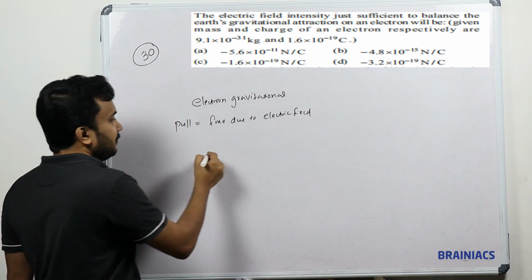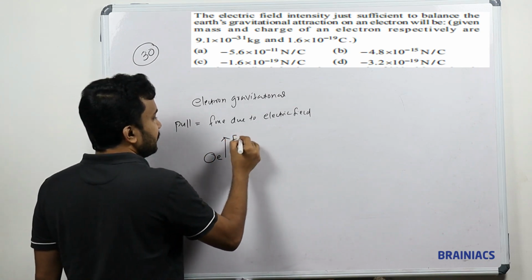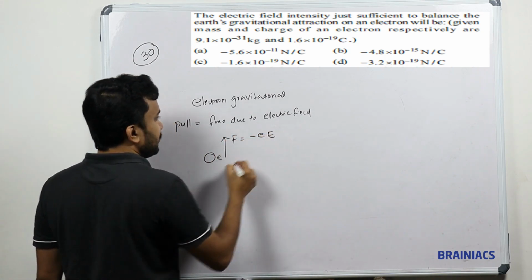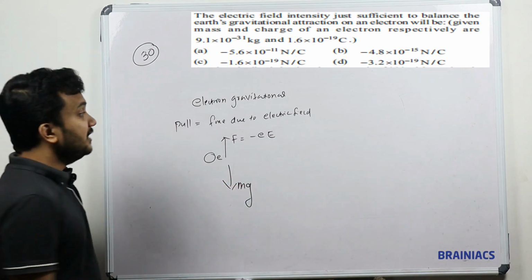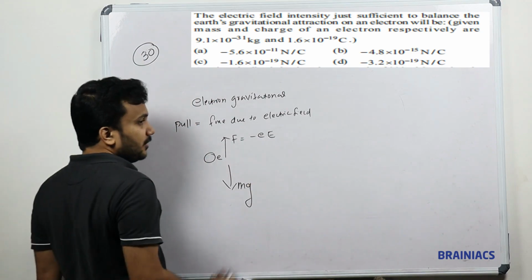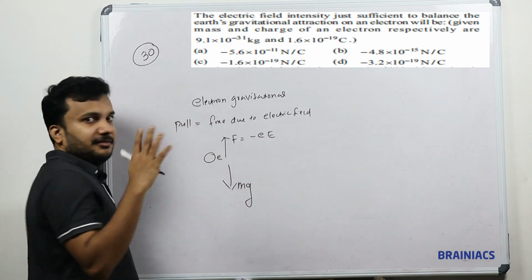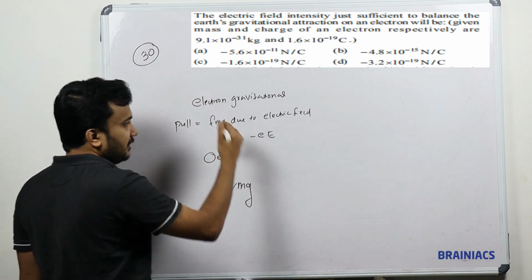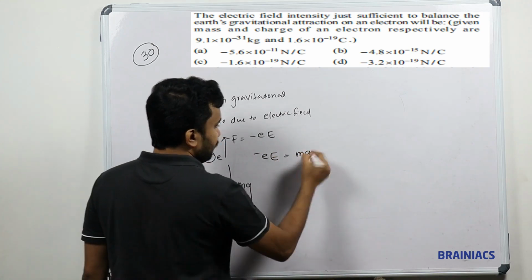Force due to electric field means we have an electron here and this will act a force, F is equal to minus eE, and this force should be equal to mg. So minus eE in the positive direction, upwards. This should be equal to this one, then it will balance. If you take plus eE it will act downward and never balance. So this F should always be upward. So minus eE will be equal to mg.